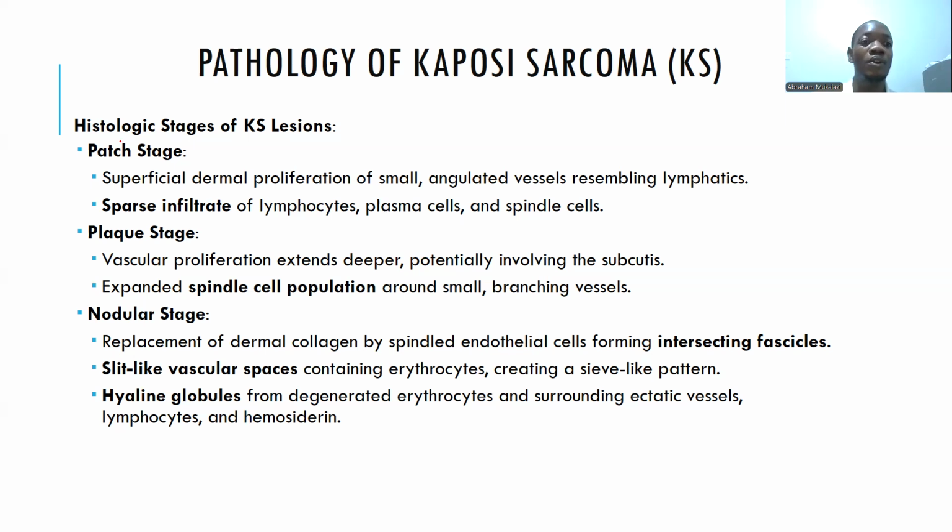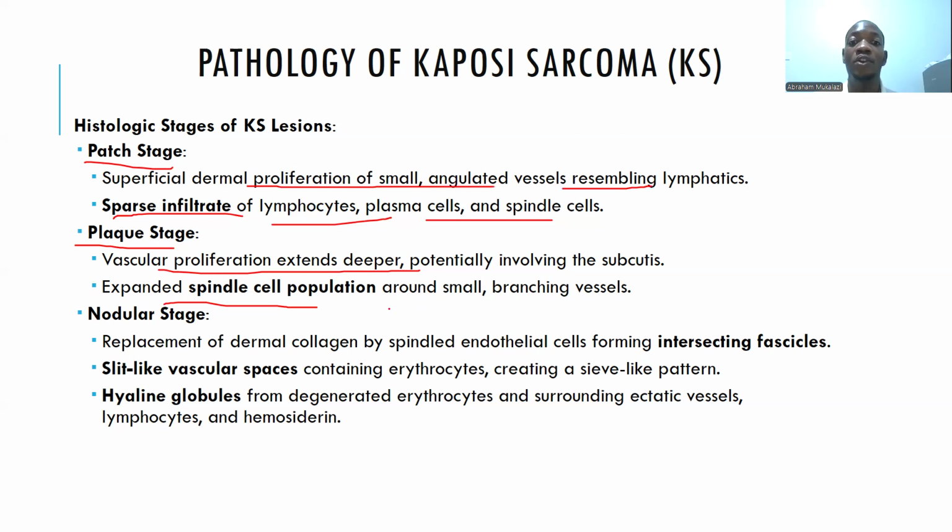So in summary, when you look at the patch stage, which is the first stage, you'll see superficial dermal proliferation of small angulated blood vessels, which can actually resemble lymphatics. And then you have sparse infiltration of lymphocytes, plasma cells as well as spindle cells. As you progress to the plaque stage, you will see vascular proliferation that extends a little bit deeper into the subcutis, and you have spindle cell populations, usually small and round, with branching blood vessels.